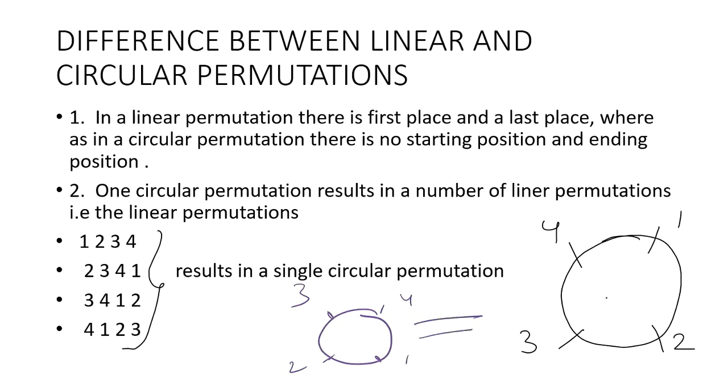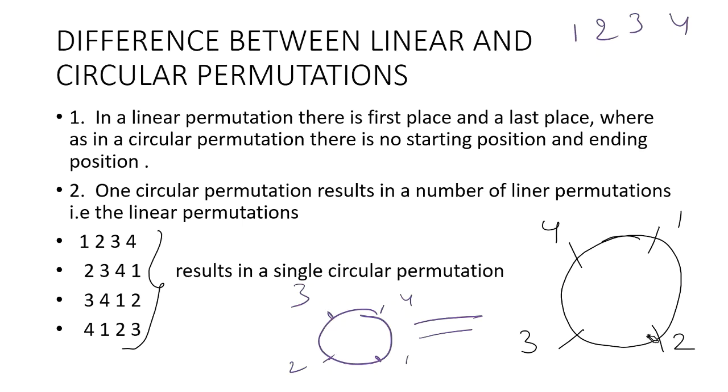These two circular permutations are one and the same. But these four linear permutations are different. In a circular permutation, what you have to observe is, we cannot say the position. So if you take this linear permutation 1, 2, 3, 4, 1 is in the first position, 2 is in the second position, 3 is in the third position, 4 is in the fourth position.